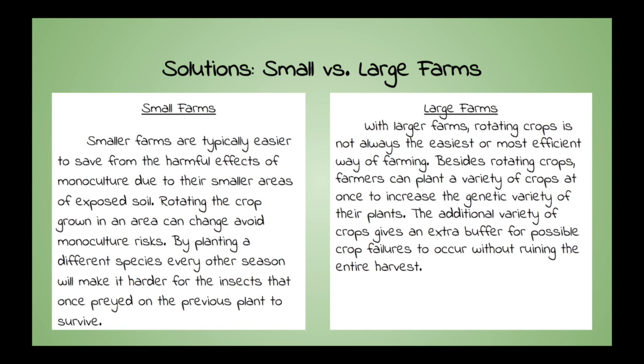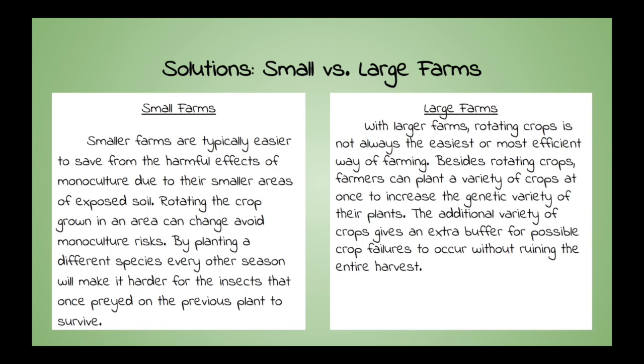Solutions: small versus large farms. Small farms. Smaller farms are typically easier to save from the harmful effects of monoculture due to their smaller areas of exposed soil. Rotating the crop grown in an area can avoid these deadly risks. Planting a different species of crop every other season will make it harder for the insects that once preyed on the previous crops to survive, allowing the new crops to thrive insect-free.